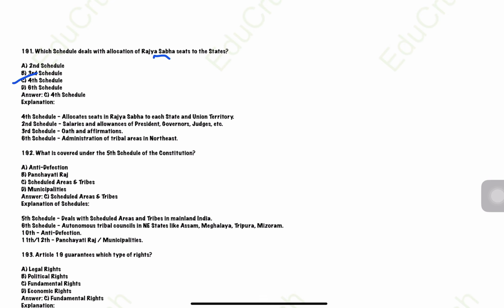So 191st question, which schedule deals with allocation of Rajya Sabha seats to the states? So 4th schedule. So 4th schedule allocates seats in Rajya Sabha to each state and union territory. 2nd schedule salaries and allowances of president, governors, judges, etc. 3rd schedule oath and affirmations. 6th schedule administration of tribal areas in Northeast. So you can remember schedules by using the EduCrush mnemonic code, that is years of old PM.